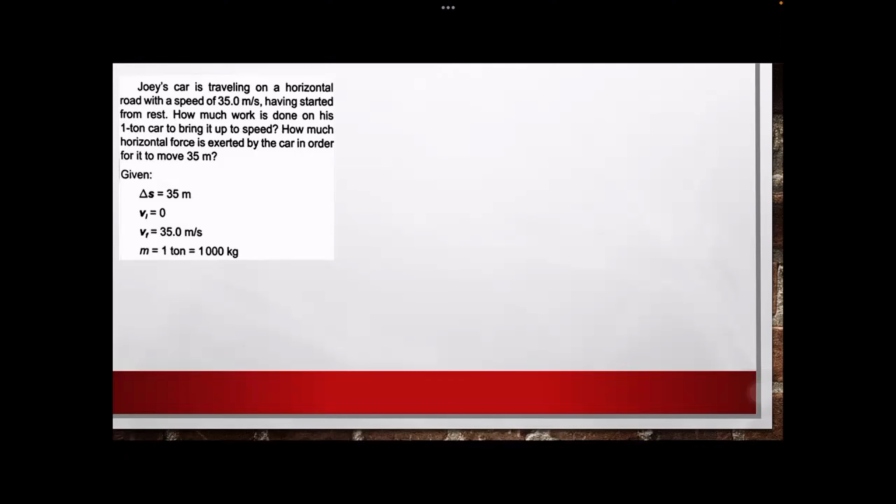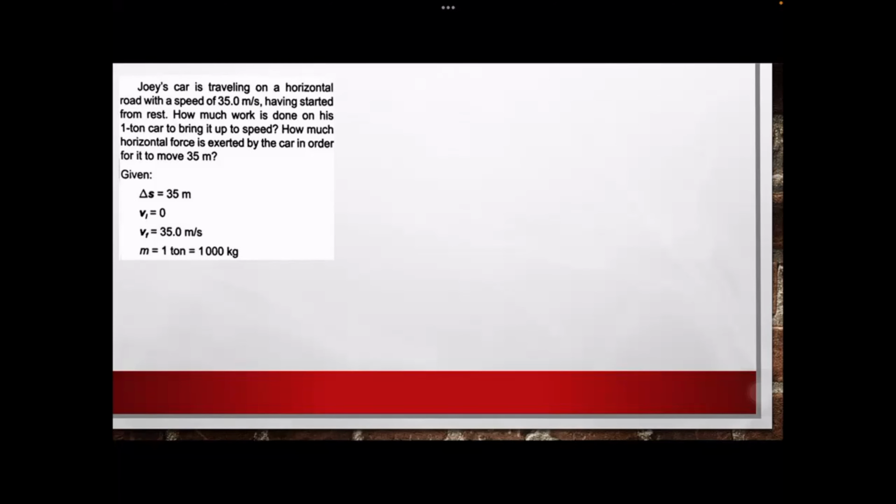So the given here is the delta s is equal to 35 meters. The initial velocity is 0 because it's from rest. The final velocity is 35 meters per second. The mass is 1 ton, which is equal to 1,000 kilograms. Now, to solve the given, we need to use the W, the work for the KE.